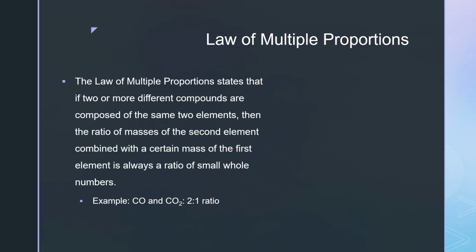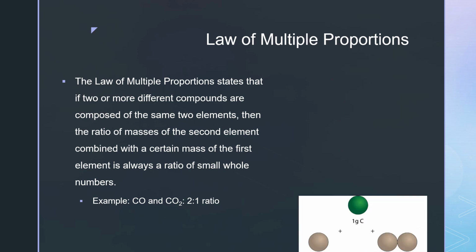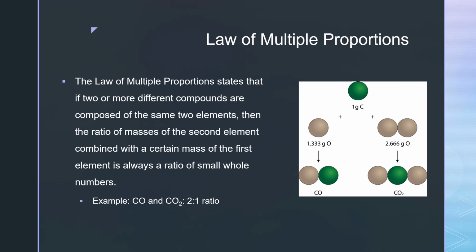So we have carbon monoxide and carbon dioxide, and we end up with a 2-to-1 ratio. What I mean by this is that essentially the oxygens, as you go up, will exist in a 2-to-1 ratio. So if we take a look over here at the little diagram on the right, we can see that we have 1 gram of carbon. And then if we take that 1 gram of carbon and we reduce it to small whole number ratios between the two, you can see essentially we're working on a 2-to-1 ratio between the oxygens.